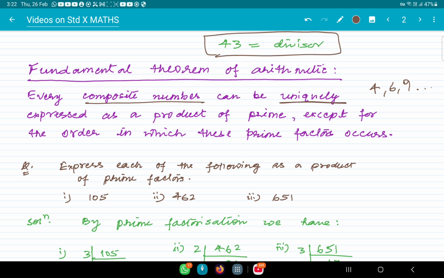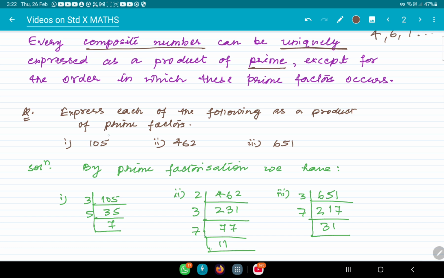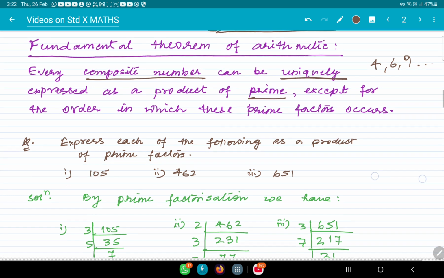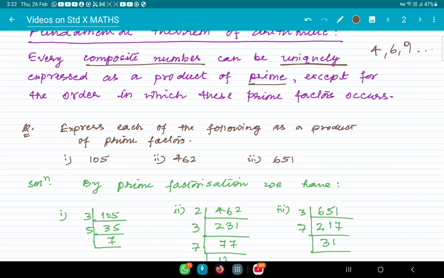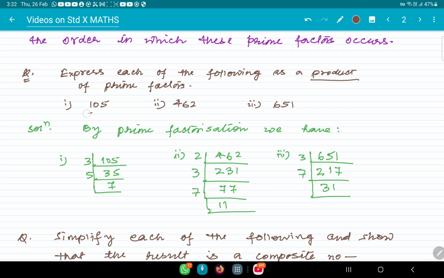Okay, so every composite number can be uniquely expressed as a product of primes. Prime means the numbers which are not composite, they are known as primes, except for the order in which these prime factors occur. So here we are taking different questions based on the fundamental theorem of arithmetic. The first question is, express each of the following as a product of prime factors: 105, 462 and 651.